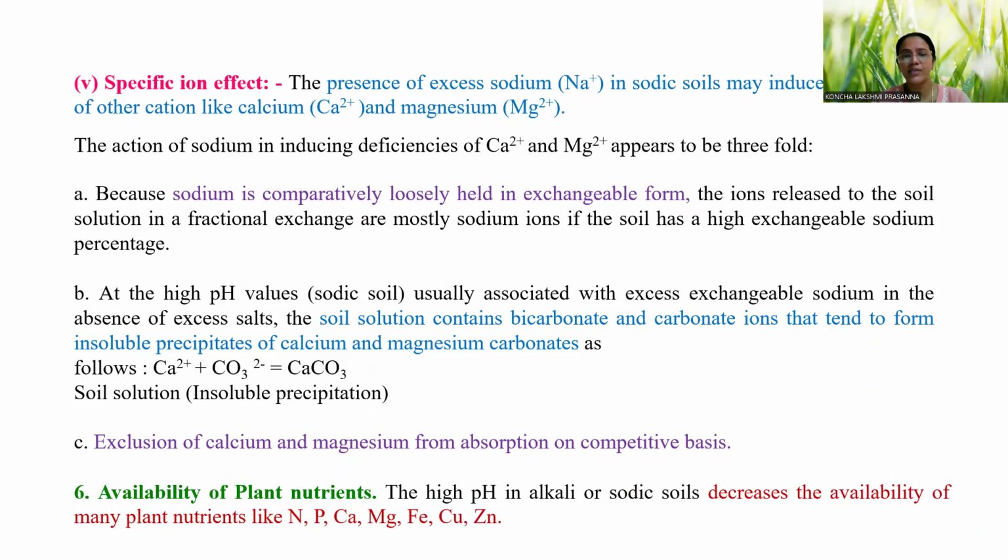And also for the other nutrients, the higher pH decreases the availability of nutrients like nitrogen, phosphorus, calcium, magnesium, iron, copper, and zinc. Iron, copper, and zinc are available at a pH between 4.5 and 6.5, whereas nitrogen, phosphorus, and calcium are available at a pH of 6.5 to 7.5. Here in the alkali soils, the pH is more than 8.5. That is why the availability of these plant nutrients is reduced because of the alkaline pH.